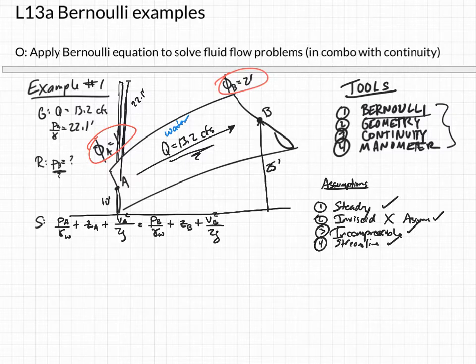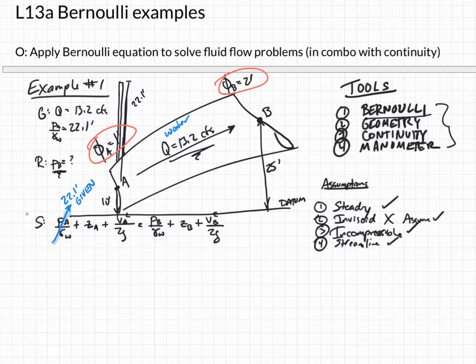All right, and apparently when I wrote out the problem, I forgot that we have the elevations of these points. Over some datum, point B is 25 feet above that datum, and point A is 10 feet above that datum. We're using Bernoulli, so let's start seeing what we can solve. I know PA over gamma water is 22.1 feet, because that's given. Let's do this in blue so we can actually see my marks. So that's 22.1 feet because that's given.